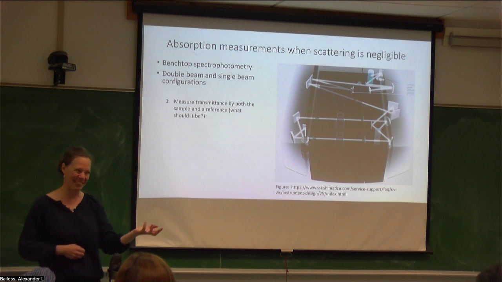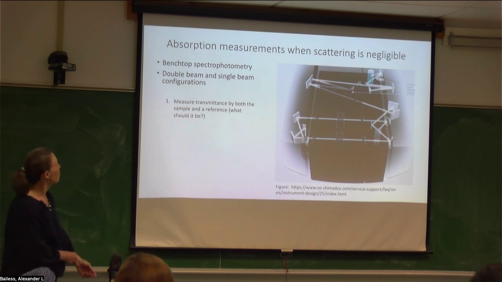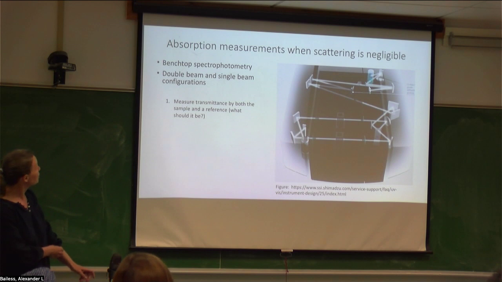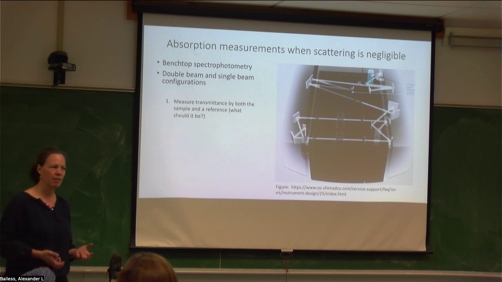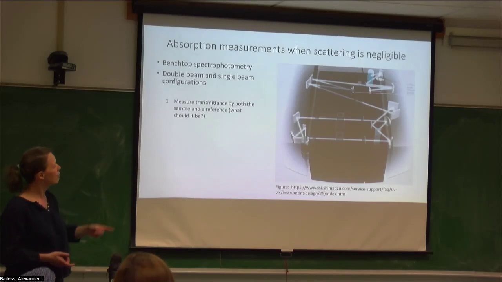Okay, so if the scattering is negligible, if we have taken the particles out of the water, it is negligible, not gone, because there's molecular scattering. We can use a benchtop spectrophotometer for that. These come in double beam and single beam configurations. This is a schematic showing a double beam spectrophotometer.